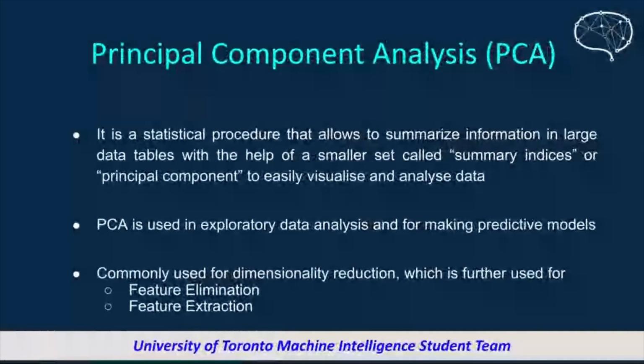PCA, which is the principal component analysis, is a statistical procedure that allows you to summarize the information content in large data tables by means of a smaller set of summary indices, also called principal components, that can be more easily visualized and analyzed. The most important use of PCA is to represent a multivariate, which is multivariable, data table as a smaller set of variables in order to observe trends, jumps, clusters, and outliers. In short, PCA is used for dimensionality reduction.